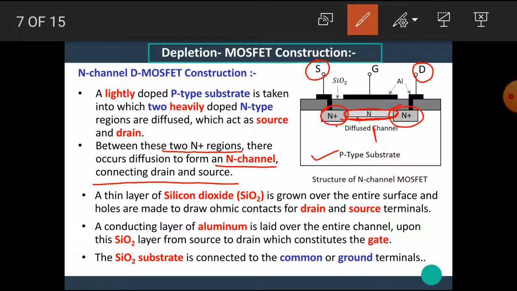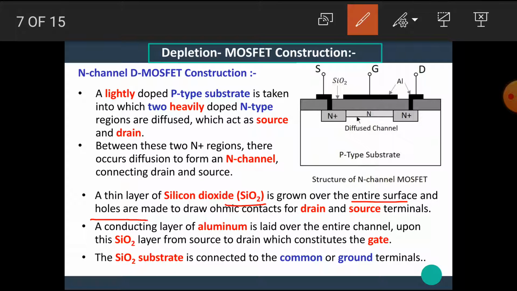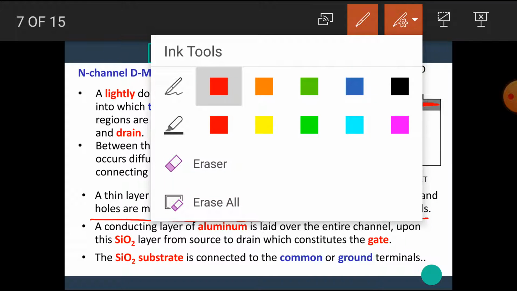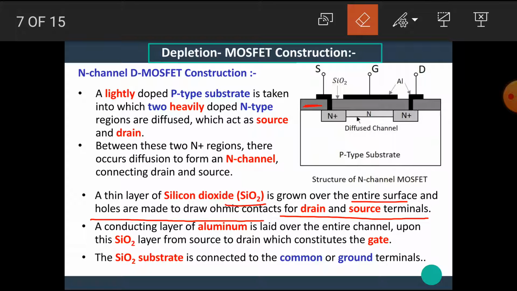A thin layer of silicon dioxide, that means SiO2, is grown over the entire surface and holes are made to draw ohmic contacts for the drain and source terminals. That means this layer of silicon dioxide is placed over the entire surface, but holes are made for the contacts of the source and drain terminals.